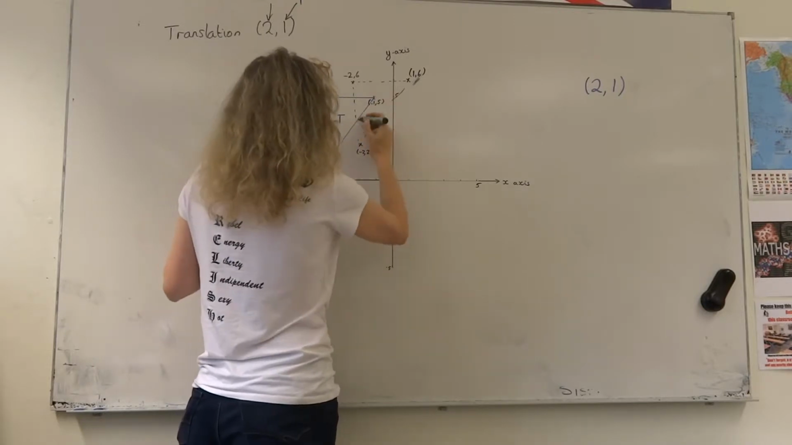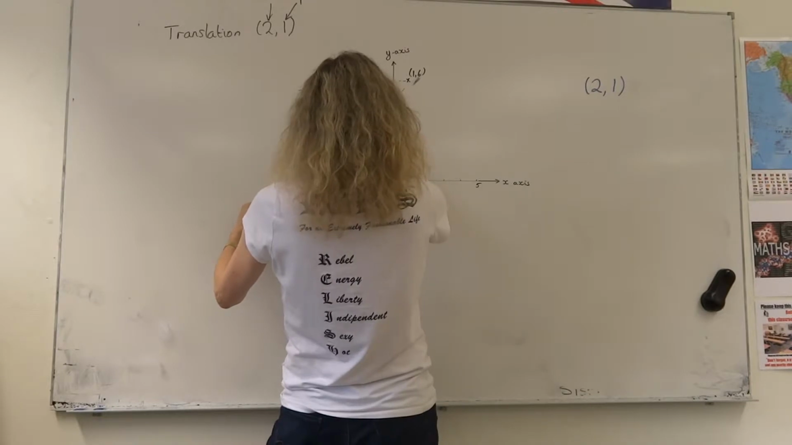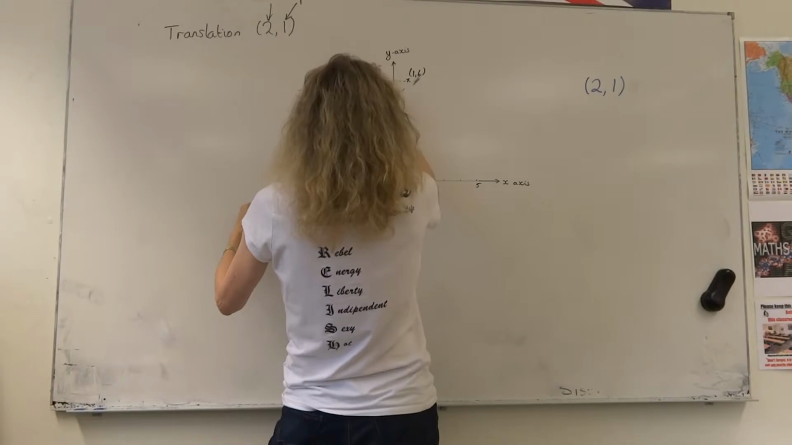I can leave that there so you can see it, even though it's not. It should really be -2. So here should go up like that.